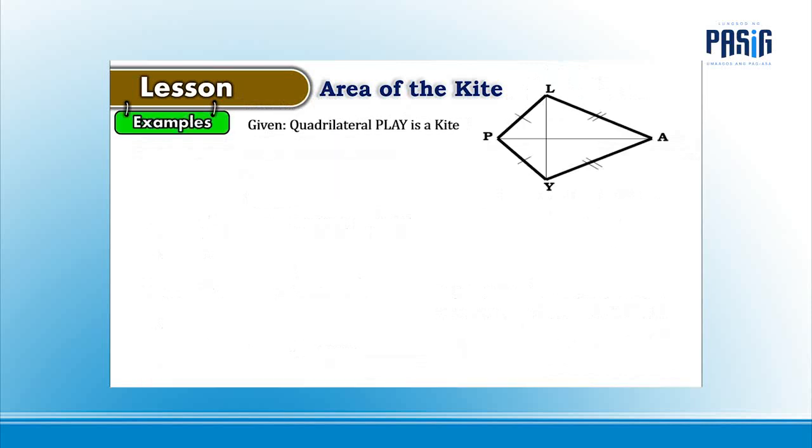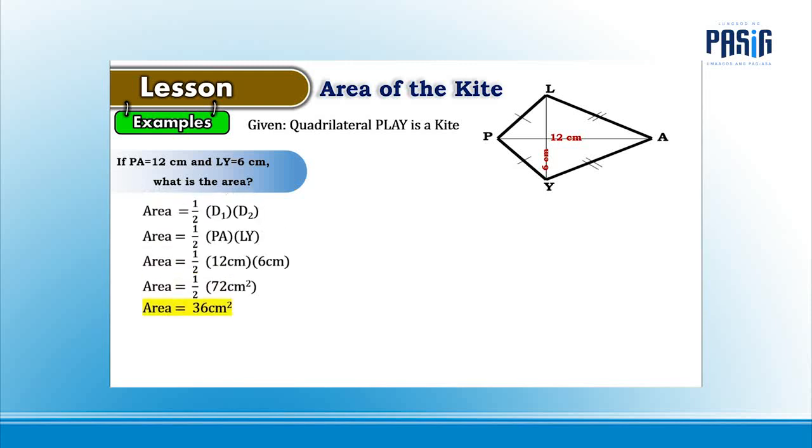Quadrilateral PLAY is a kite. If PA is equal to 12 centimeters and LY is equal to 6 centimeters, what is the area? Since PA and LY are the diagonals of the kite, then we can use area is equal to 1/2 PA times LY. Substituting the given details, we can have area is equal to 1/2 the product of 12 times 6, which is equal to 72 centimeters squared, and the final answer for the area is 36 square centimeters.